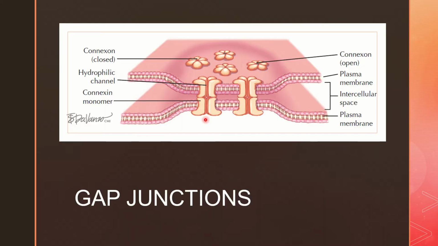This image is also depicting a cell junction. The two cell membranes are so close together that there is very little intercellular space, and the 6 connexins make up one connexon, and two connexons make a gap junction.